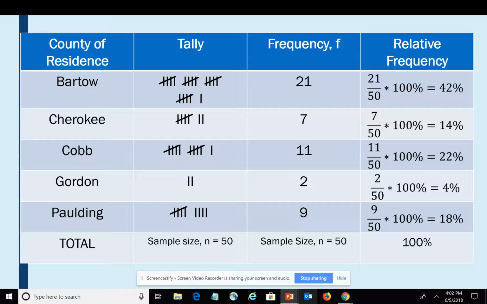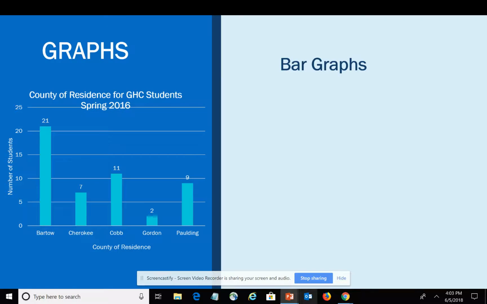If you'll recall, in Part 1, we created a categorical frequency distribution, which allowed us to organize the raw data collected about the county of residence for students in spring 2016 at Georgia Highlands, which I have displayed here on the screen. We can use this frequency distribution to give us a jump start for the two different graphs. The first graph focuses on the third column of the frequency distribution, which is the frequency.